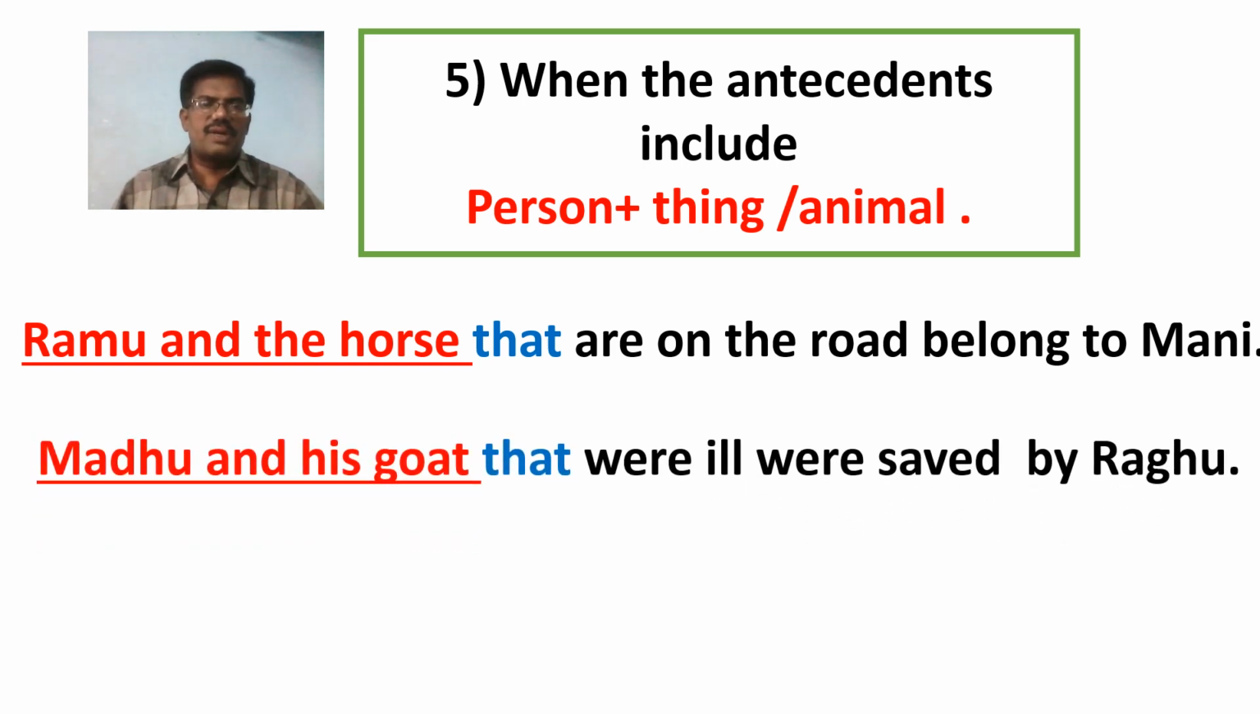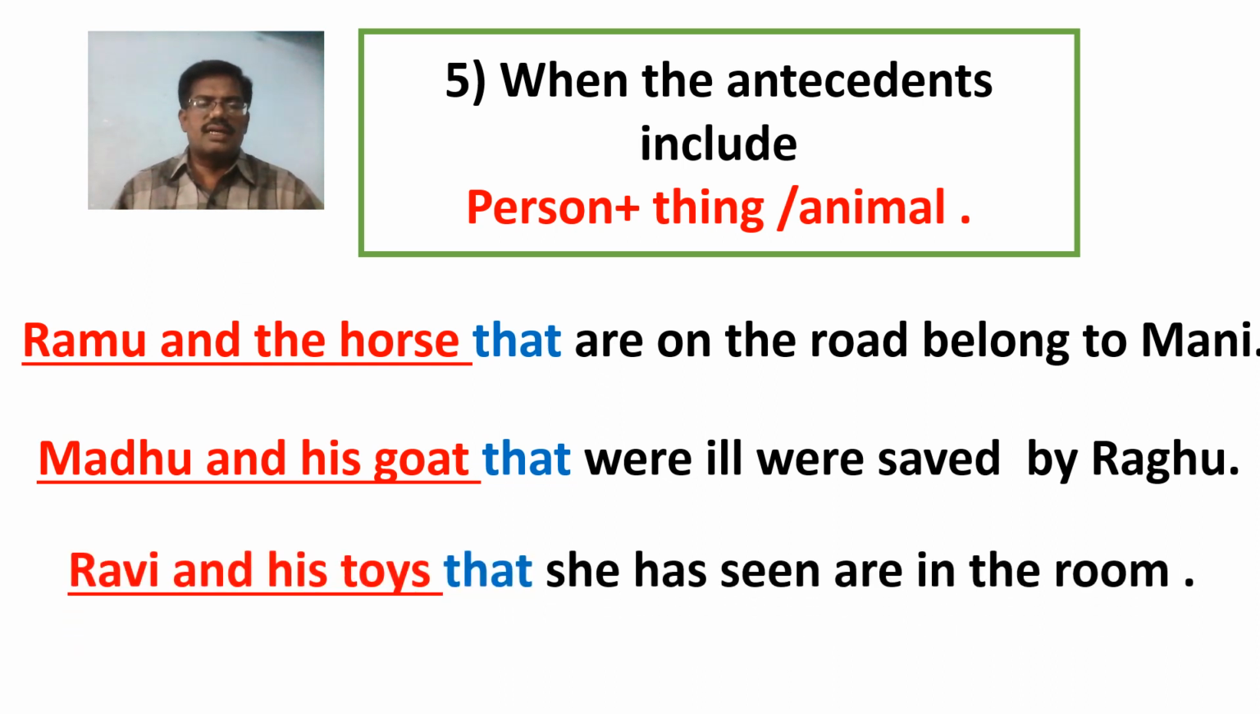And in the second example, the antecedents include person Madhu and an animal, goat. So we have used that as relative pronoun in the relative clause. And in the third example, Ravi, the person, and the things, his toys, are included in the antecedents. So we have used that as relative pronoun in the relative clause. In this way, when the antecedents include person plus thing or animal, we prefer to use that in the relative clause.